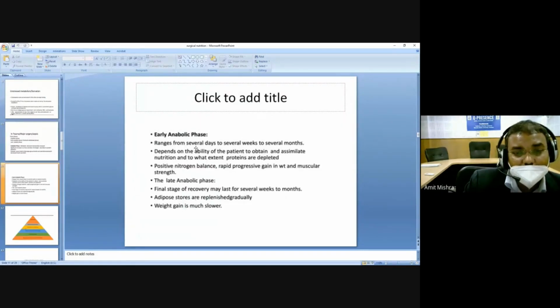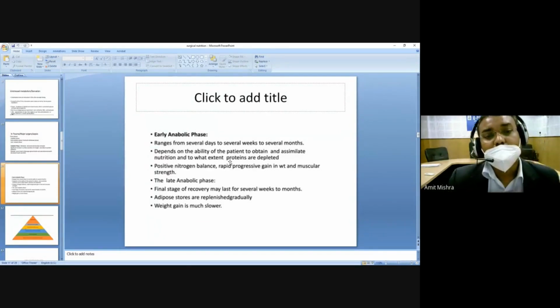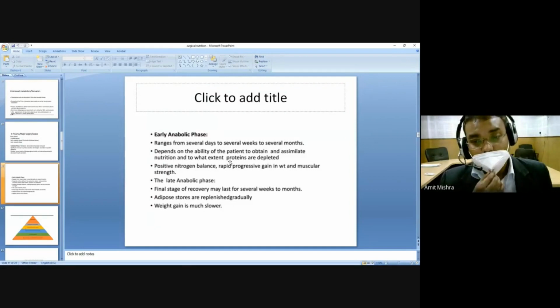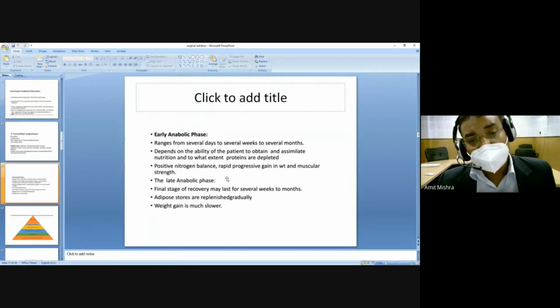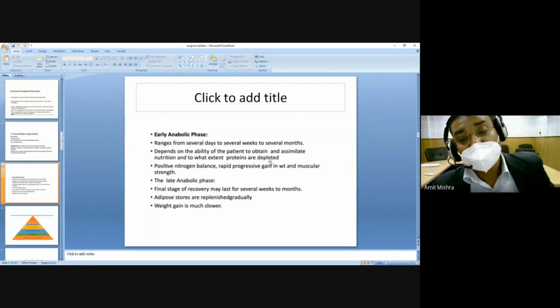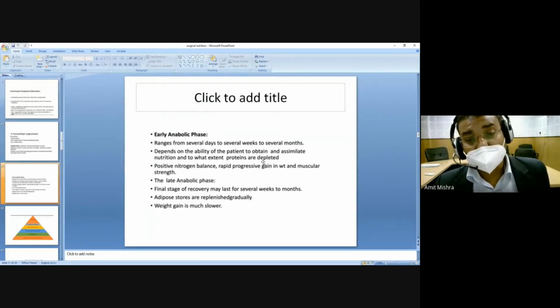The early anabolic phase lasts from several days to several weeks, even up to several months. It depends on the ability of the patient to assimilate nutrition, and also on the extent to which the protein has been depleted or exhausted.